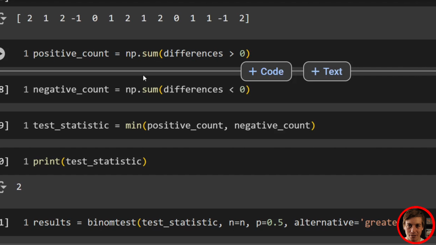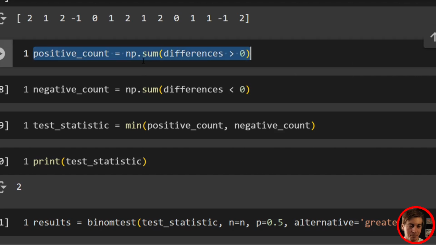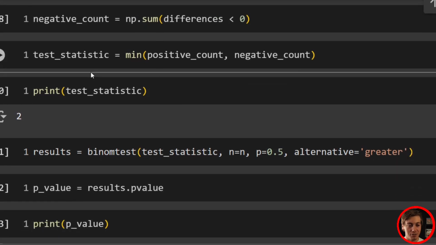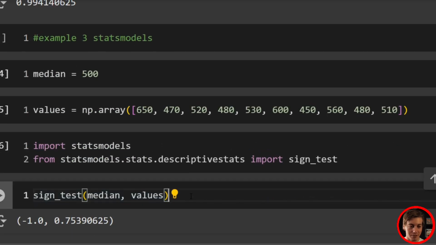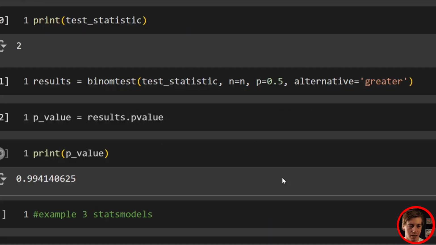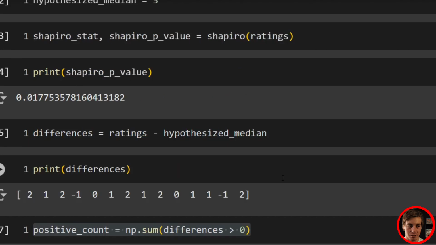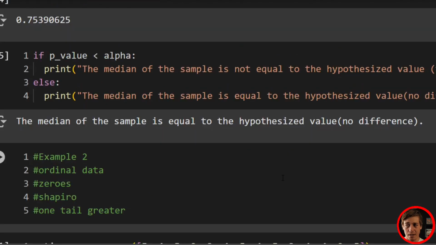Unfortunately, with SciPy you have to have a little bit more, but I've been using SciPy for the whole series, so I felt like I could show you this way, but it's honestly not too bad. But if you want a super shortcut, use statsmodels. And yeah, that's essentially the video on the sign test for your single sample.